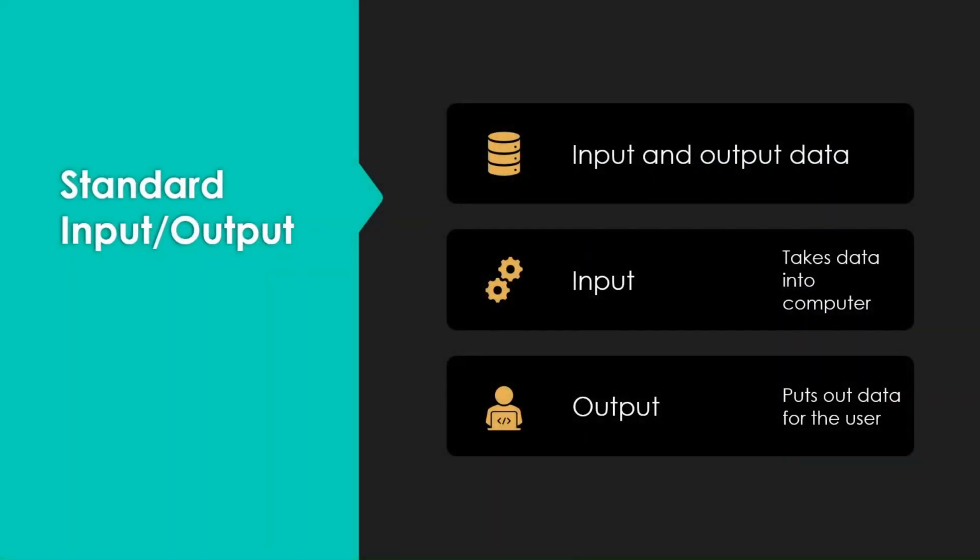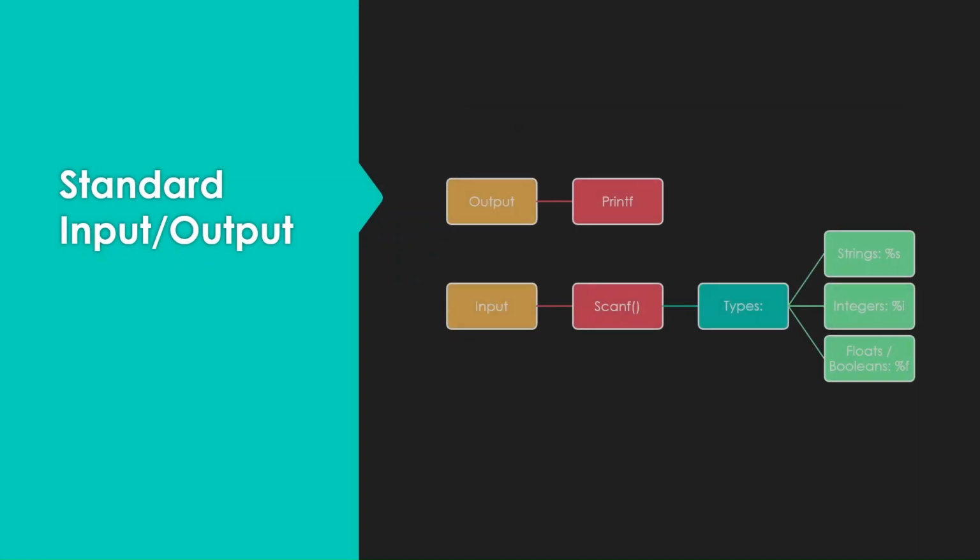And the next one is standard input and output. So basically, it's just input and output of the data. So if you want to output data, you have data or variables, you have to type in printf. For input, you have to type in scanf, and there are three ways to tell the computer what types of input I want to put in. So for strings it is %s, integers %i, and floats and booleans are %f.